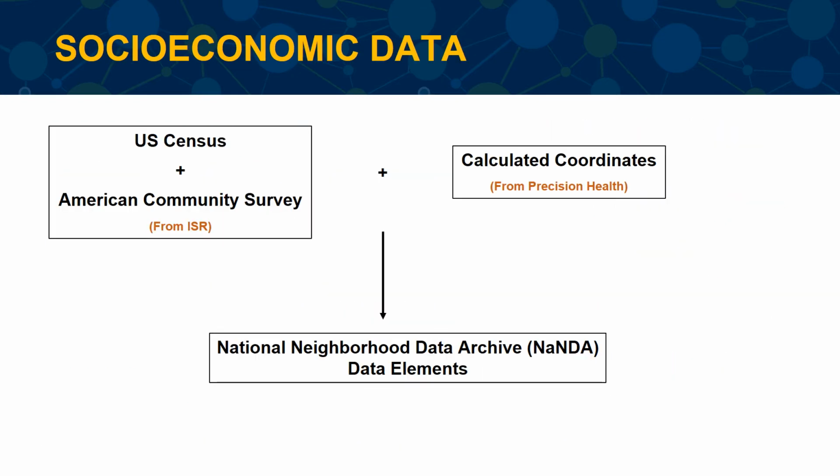We were able to generate latitude and longitude for over 4.5 million patients' current addresses. Those are then linked to census tract and block data since year 2008. We have then mapped it to the National Neighborhood Data Archive, also known as NANDA.